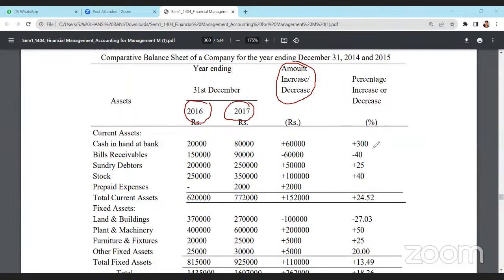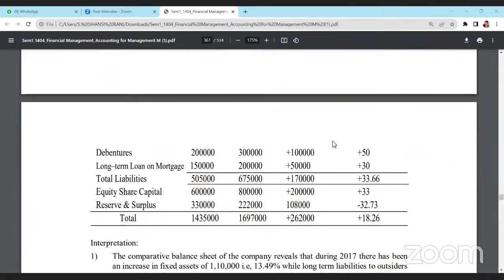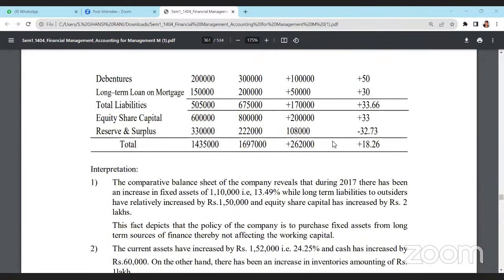And this is percentage change, 300%. So how to find it for percentage? Absolute change divided by previous year value into 100. Like this, we do the percentages for all the things we have written over here. If you look here, we were having minus, so we will write minus only in the percentage. Like this, we do for the total balance sheet. This is how we prepare the comparative balance sheet.